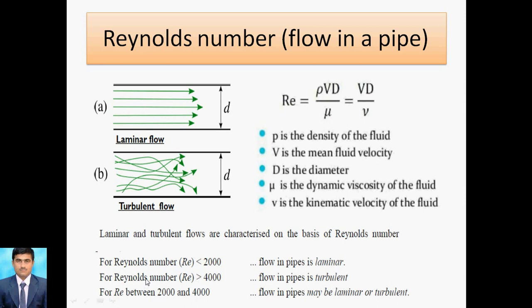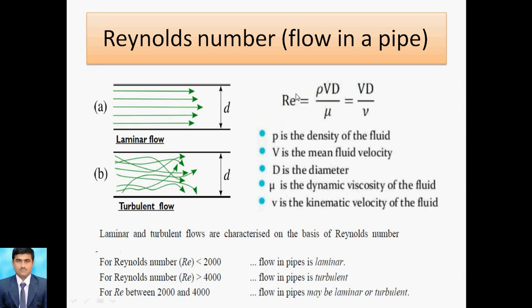So again I will clear it. If the Reynolds number is less than 2000, that is called laminar. If the Reynolds number is greater than 4000, it is turbulent, and if it is between 2000 and 4000, that is called transition flow, or you can say laminar or turbulent. So here laminar flow is like this, turbulent flow is like this. For this purpose we observe these particles.